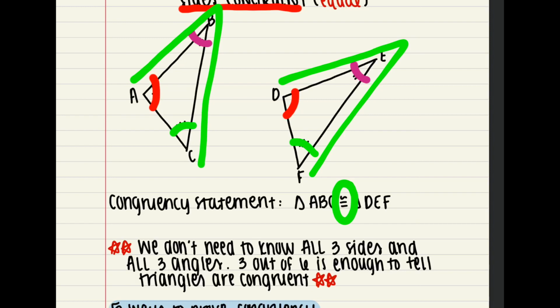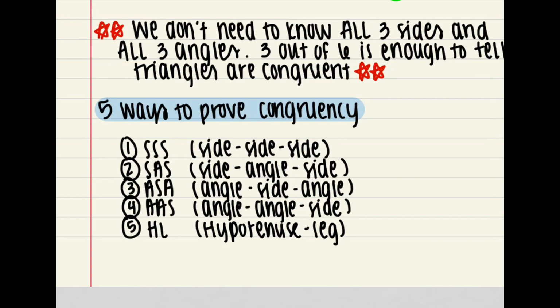You don't need to know all three sides and all three angles in order to know that two triangles are congruent. 3 out of 6 of those pieces of information is enough to tell. Now, since we only need 3 out of 6, we do have 5 ways to prove congruency. The first one is side, side, side. If they're marked the same, if they're numbered the same, and all 3 sides of the 2 triangles are congruent or equal, obviously they're equal by side, side, side.